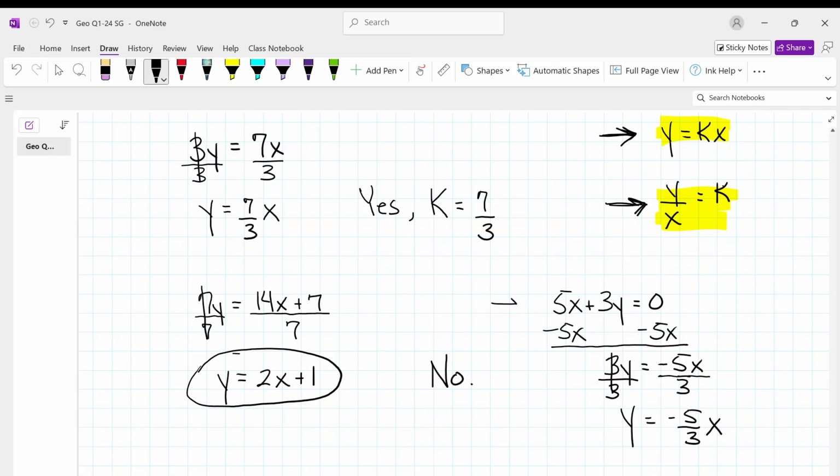In this example, does y vary directly with x? It does, doesn't it? All right, it's written in this form right here. It's written in the form y equals a constant times x. So this is yes. And our k is equal to negative 5/3.